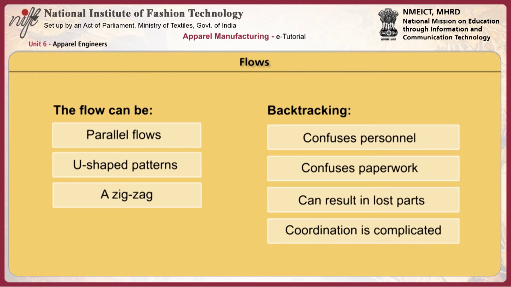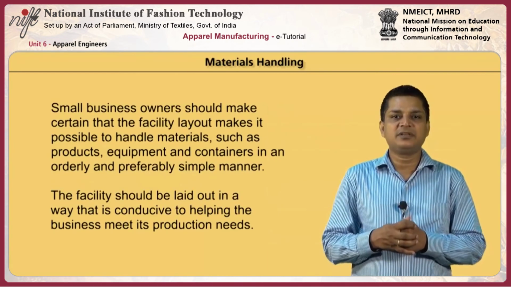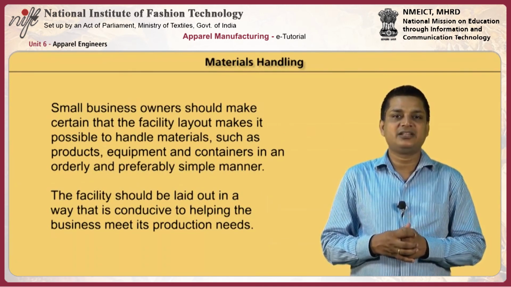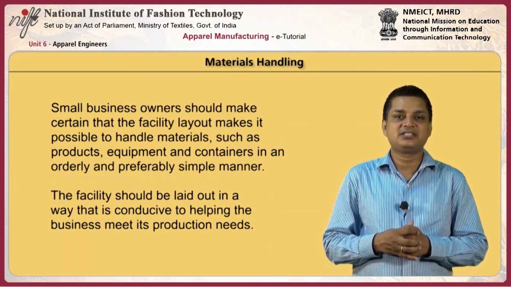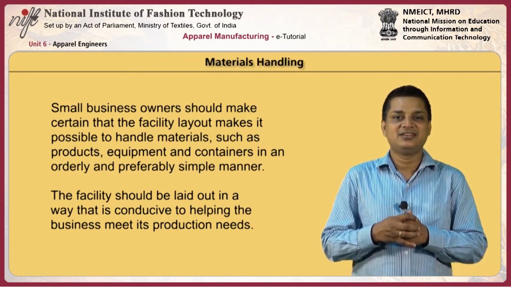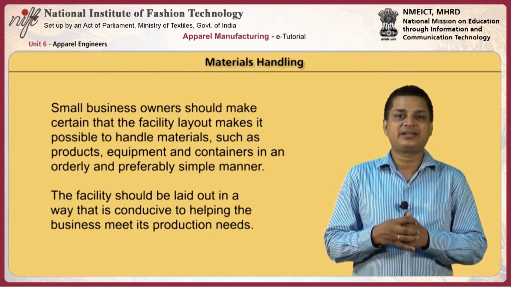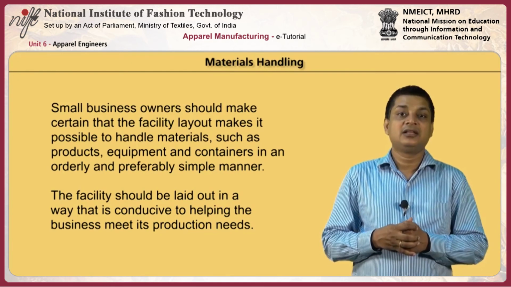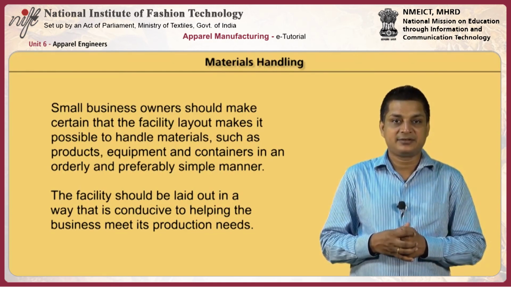However, backtracking is to be avoided in whatever pattern is chosen. When parts and materials move against and across the overall flow, personnel and paperwork become confused, parts are lost and attainment of coordination becomes complicated. Small business owners should make certain that facility layout makes it possible to handle materials such as products, equipment and containers in an orderly, preferably simple manner.